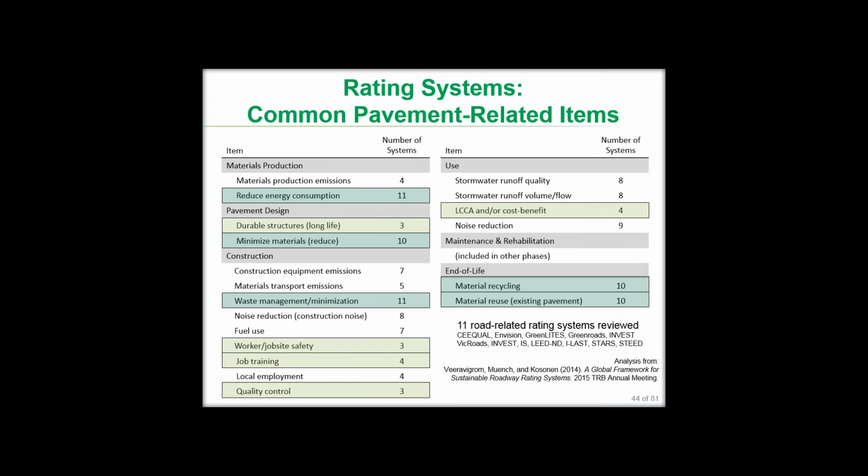And some of the less common elements for these systems, and I should say the numbers that I'm showing you here, we actually looked at 11 road-related systems and counted up all the different credits and put them into these categories to see kind of where we stood. Some of the less common ones are things like asking for durable structures, so long life pavement design, worker and job site safety, job training, quality control, and life cycle cost analysis or cost benefit analyses. So you can see there are some things that are less commonly addressed, and there are some things that you should typically expect to see.